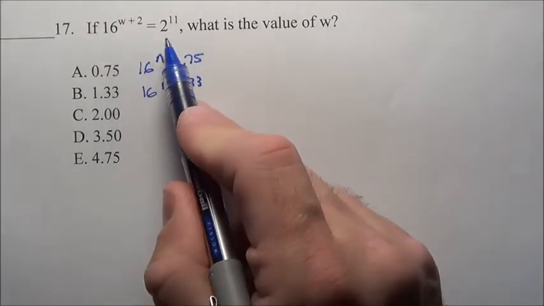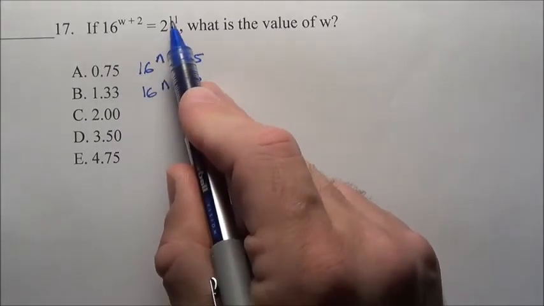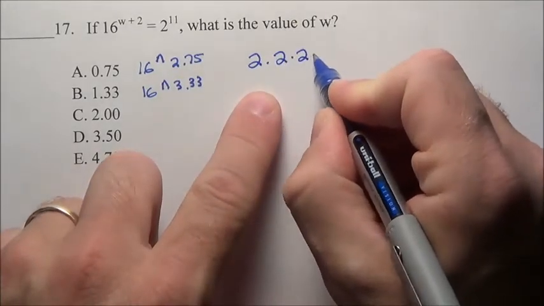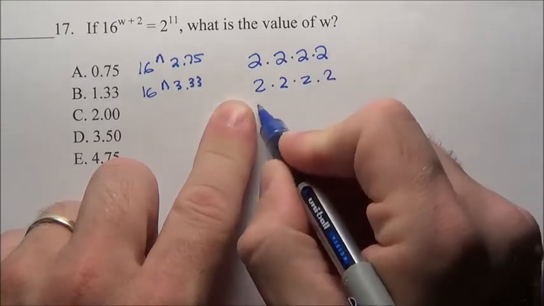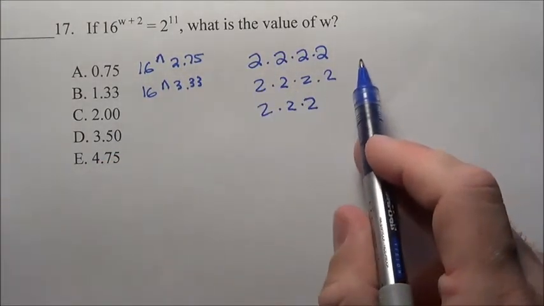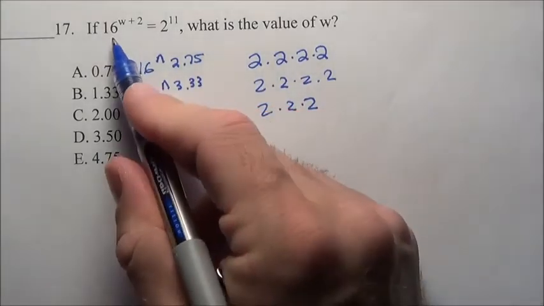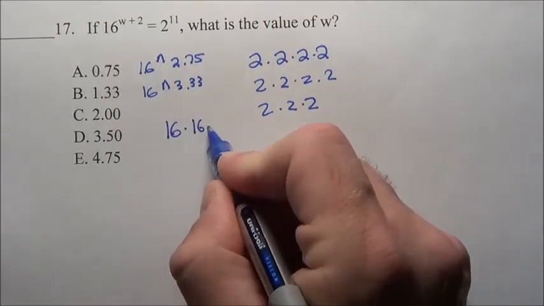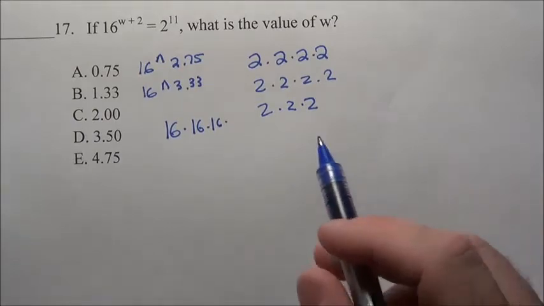Well, let's think about this 2 to the 11th. When I see something like this, I notice 2 to the 11th means I have 11 2's. There's 4 of them. 5, 6, 7, 8, 9, 10, 11. I have 11 2's all multiplied across the page. Now, this 16 to the w plus 2 means we have 16 times itself a certain number of times. Well, I don't know how many times, but it's something in there, right?